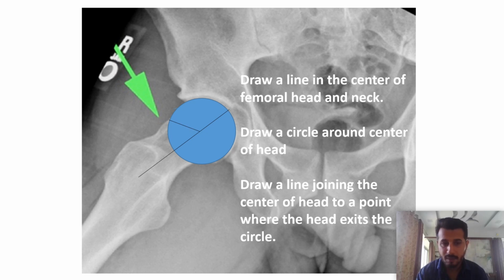Normally it is less than 42 degrees. If it is more than 42 degrees, it indicates some head neck offset abnormalities. But if it is more than 50 to 55 degrees, it definitely means that the patient has CAM type of FAI.